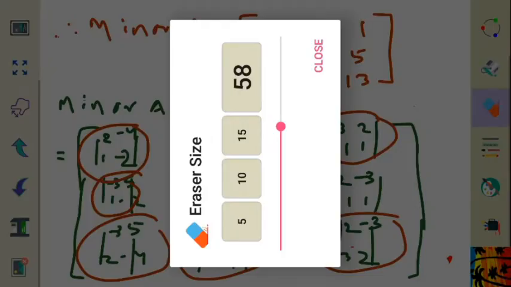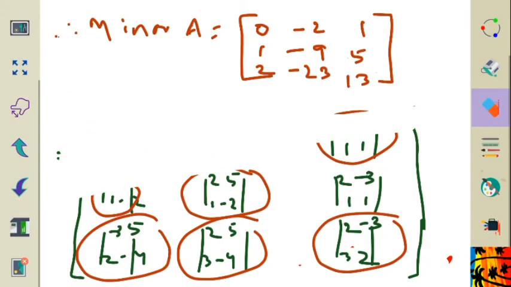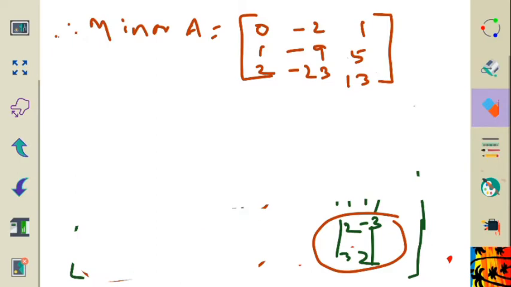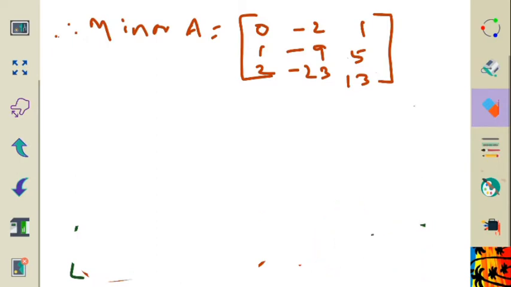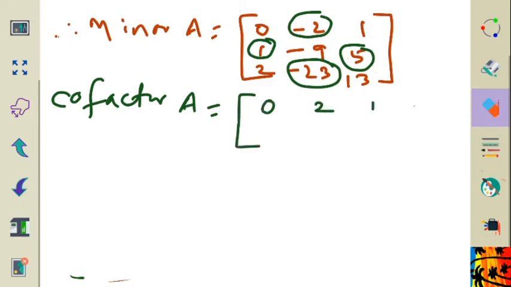Now let me find the cofactor. After finding minor, remember our next job is to find the cofactor. For cofactor, what we will do is just change the sign of some elements. Clear? So let us see which elements are there whose sign is to be changed. Here I am encircling this one, this one, this one and this one, and you write the remaining things. So this is cofactor of A. That is, after changing the sign, this will be 0, 2, 1, here change, minus 9, here also change, this is 2, this is 23 and 13.